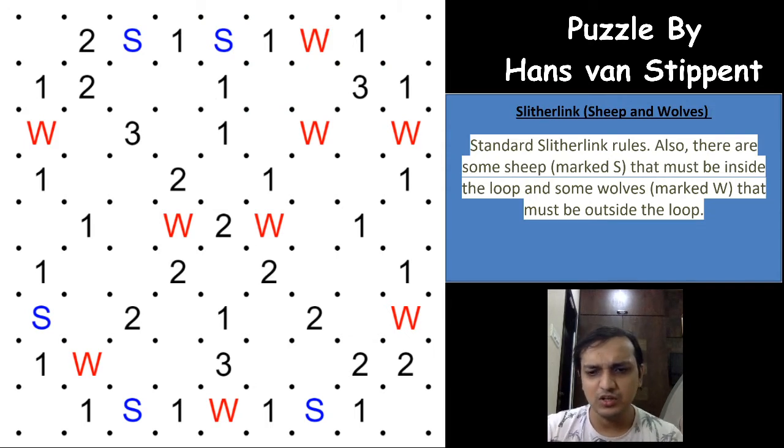So coming on to the puzzle, let us see how we can solve it. There are a few tips that I would like to give you. I wouldn't say a few, I would say just one important tip regarding the sheep and wolf puzzle. Wherever you have a sheep or a wolf, towards the edge of the grid in any direction, for example let us take this W, you will have an even number of loop segments in that direction.